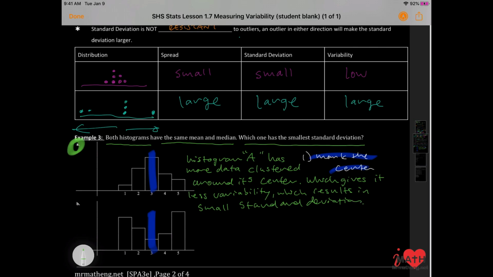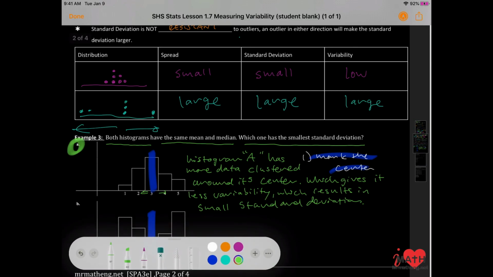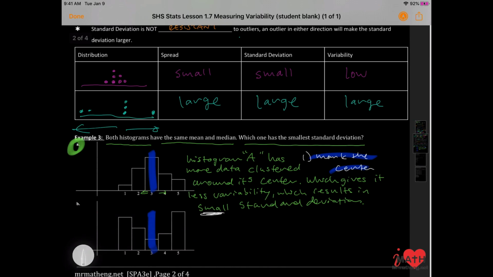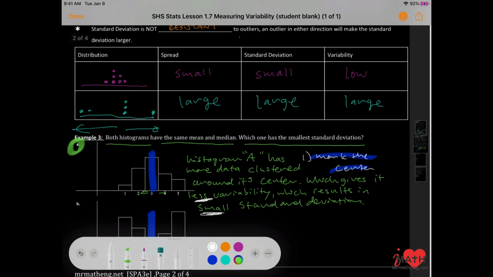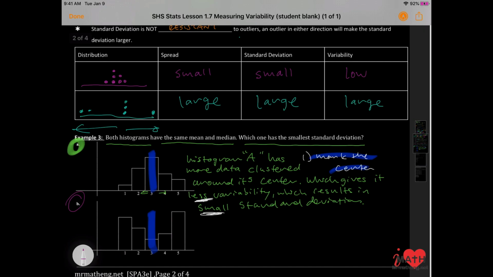Right? All the jam is pretty close to the center here. It's not really spread out. There's not a lot of data. Okay, so let's underline those words. Small, right? It's clustered around it. It's less or small variability. Okay, so what do you think we can do about B then?